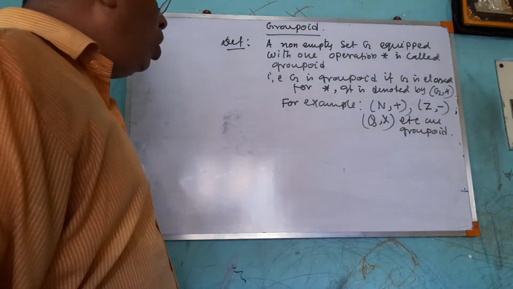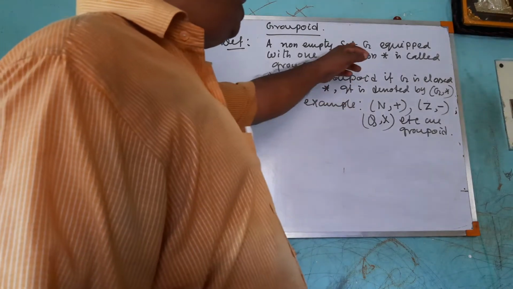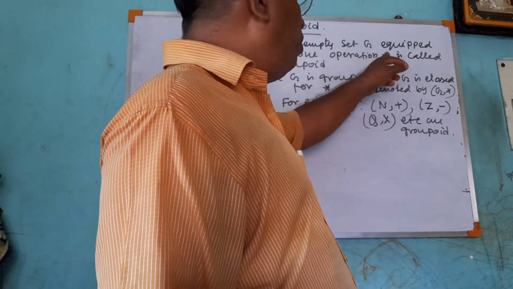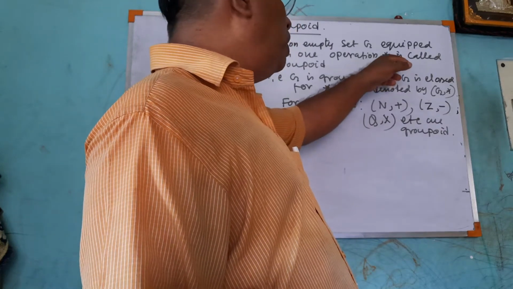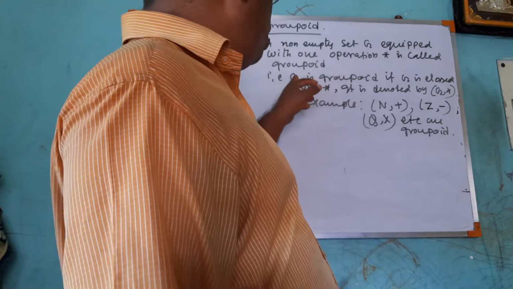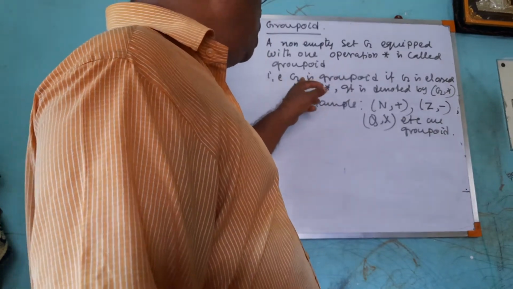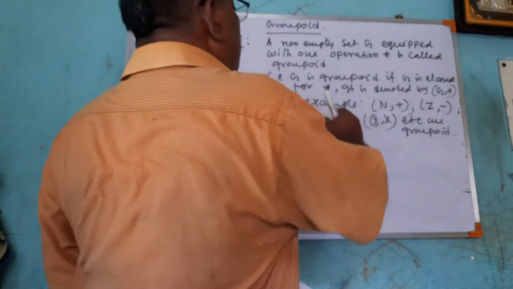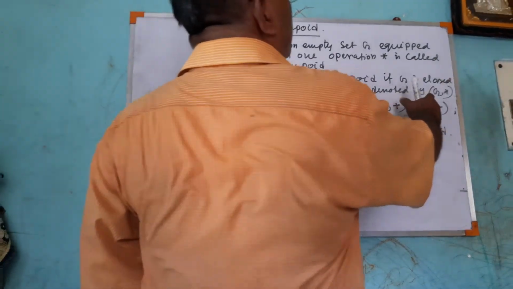What is groupoid? A non-empty set G equipped with one operation, that is composition, is called a groupoid. That is, G is a groupoid if G is closed for this composition. It is denoted by G star.